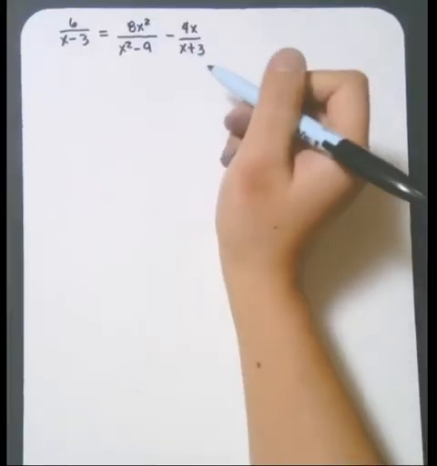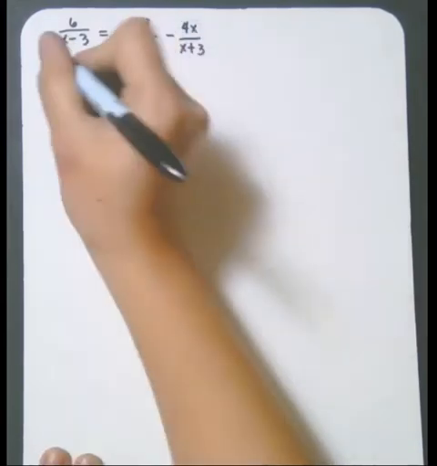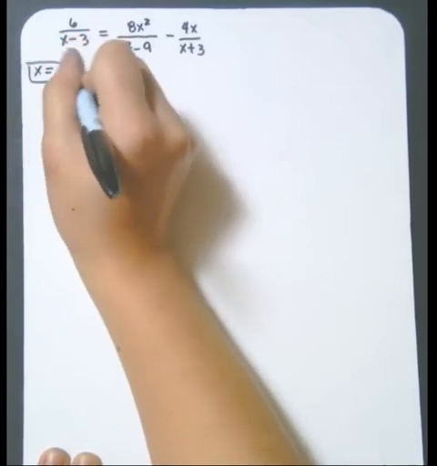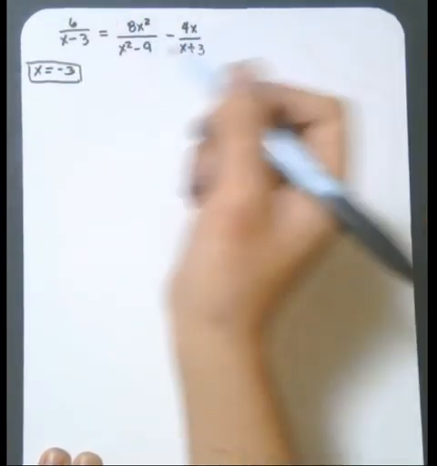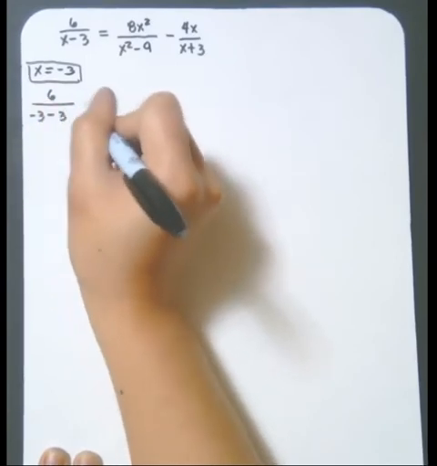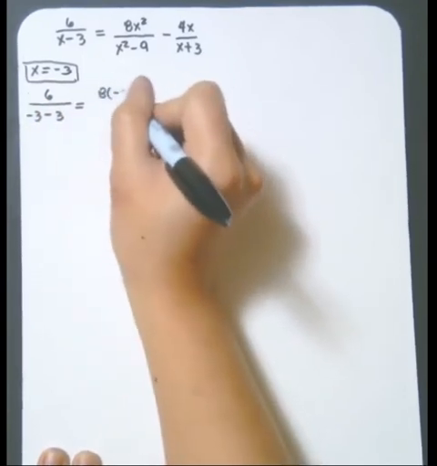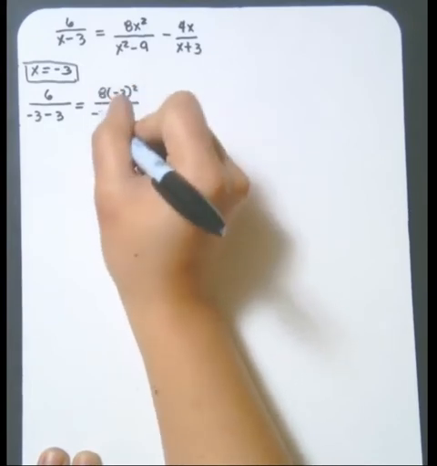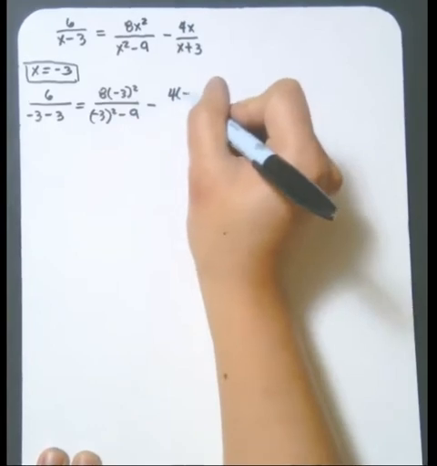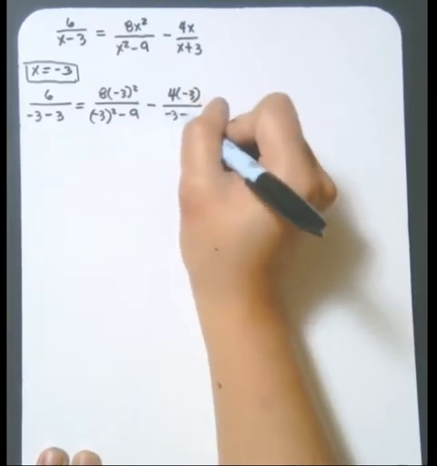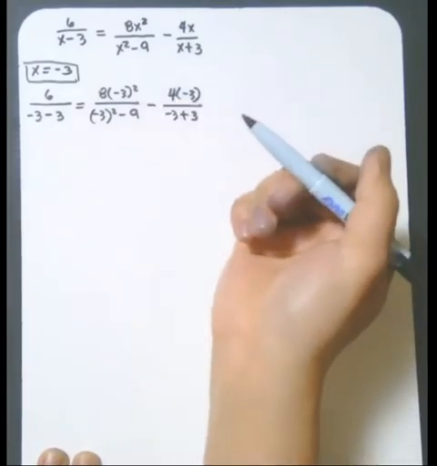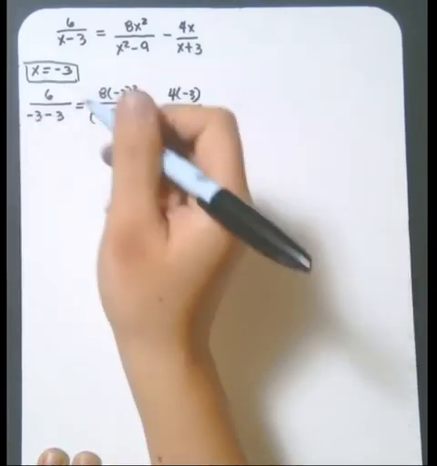Now let's check whether our solutions are correct or not. Our first solution is x is equal to negative 3. We will just plug this into the original given equation. We have 6 over negative 3 minus 3 equals 8 times negative 3 squared, all over negative 3 squared minus 9, minus 4 times negative 3 plus 3. And then we simplify. You can use calculators to simplify, or you can do it manually.